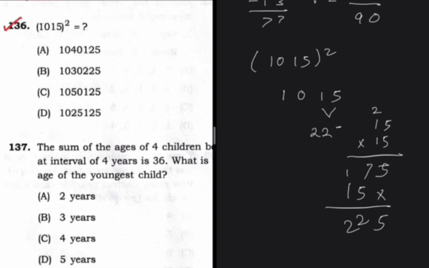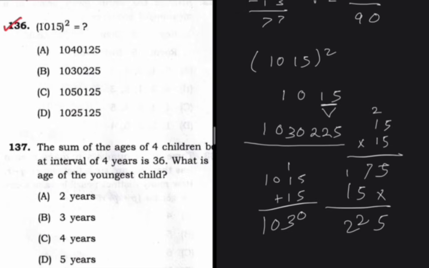Now we will add 1015 plus 15, plus this 15 only. We will get 1030. So the answer is 1030225. Hence option B is the correct answer.